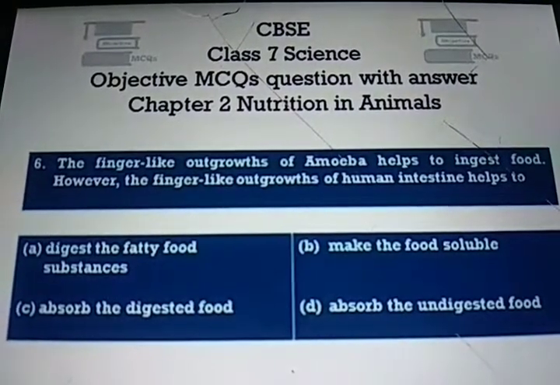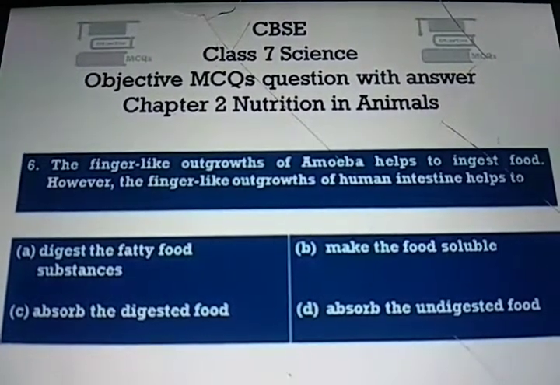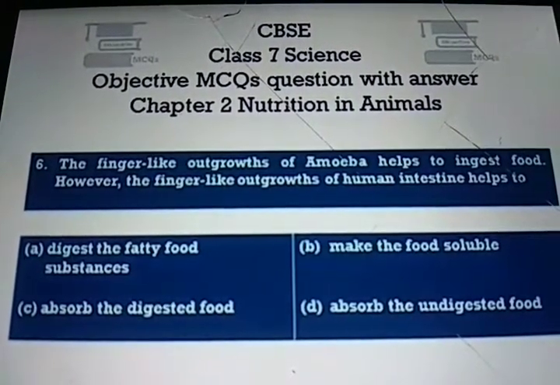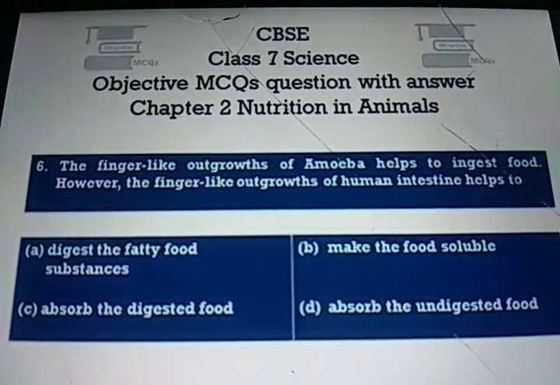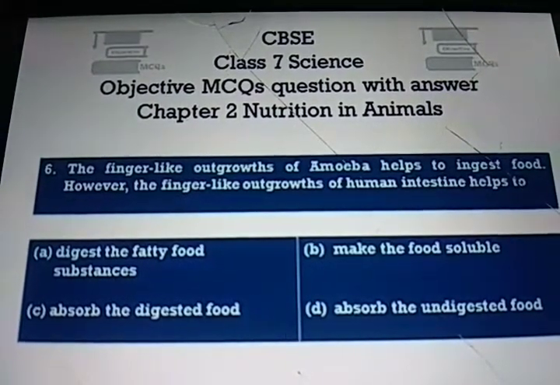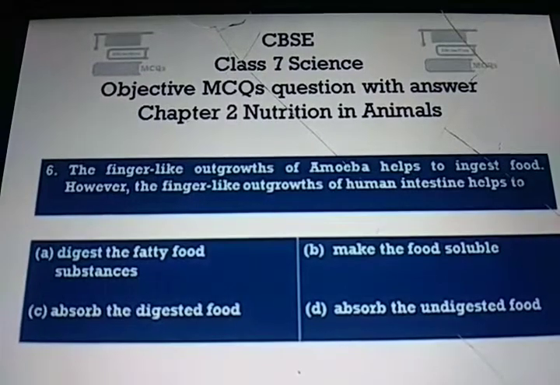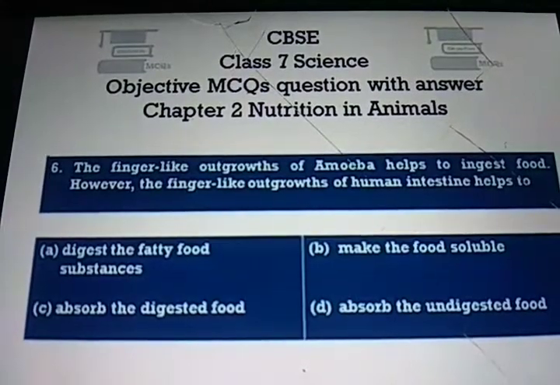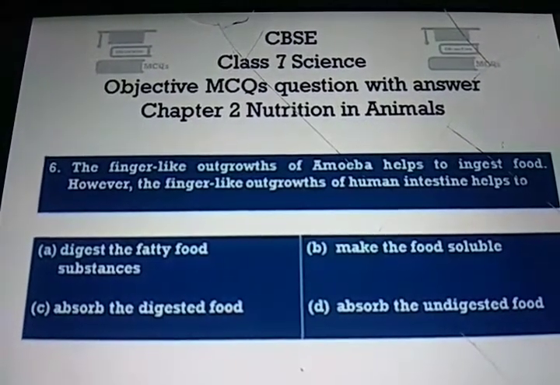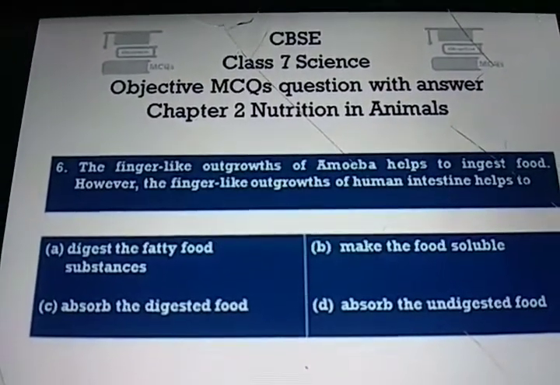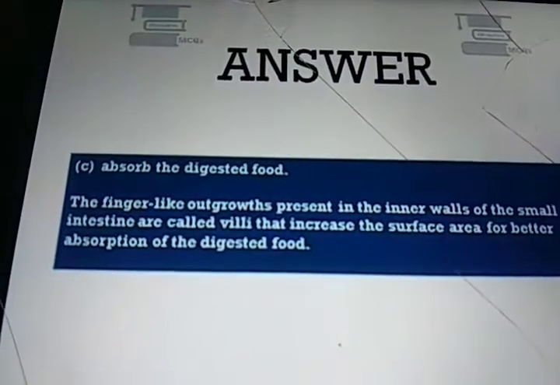Question number 6. The finger-like outgrowth of amoeba helps to ingest food. However, the finger-like outgrowths of the human intestine help to: option A, digest the fatty food with food substances; option B, make the food soluble; option C, absorb the digested food; and option D, absorb the undigested food. And the right answer is option number C, absorb the digested food.